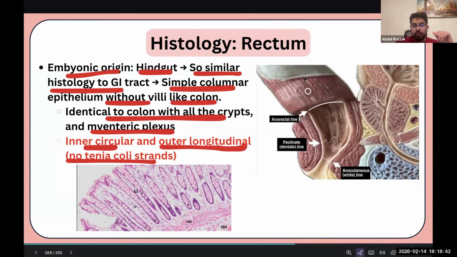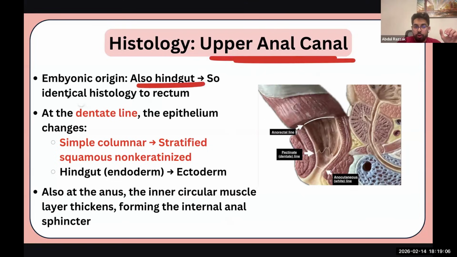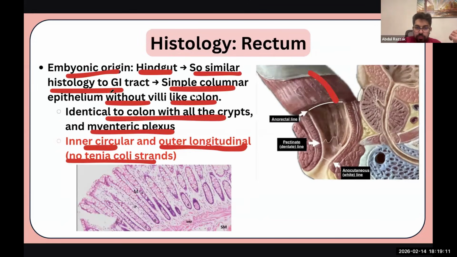Now, this histology is going to continue all the way until the anorectal line. What is going to happen below the anorectal line? Nothing is going to change. You are going to go anatomically into the upper anal canal. However, histologically, it's exactly the same. Again, the same reason: the upper anal canal between the anorectal line and the dentate line is also part of the hindgut. So it also has identical histology to the rectum. It has a simple columnar epithelium, no villi, with crypts, and your normal inner circular and outer longitudinal muscle layer.